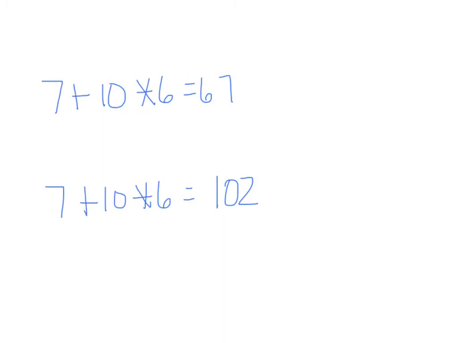Okay, I want to show you two different solutions to the same problem. The problem is 7 plus 10 times 6. One way that I solved it, I got 67. The other way that I solved it, I got 102. Take a moment and pause the video and see if you can figure out how I solved the problem to get 67 and how I solved the problem to get 102.